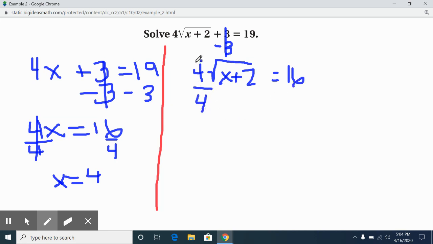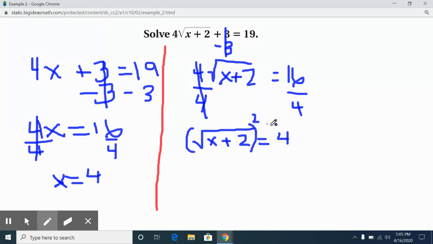I'm going to do the same thing. I'm going to divide by 4, just like I did over there. But like I said, now the difference is I'm left with the square root of x plus 2 equals 4. So I don't just get my answer right now. Since I have this isolated, this is where I'm going to square both sides. That's going to leave me with just x plus 2 now.